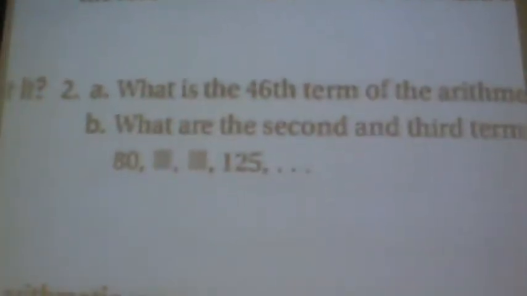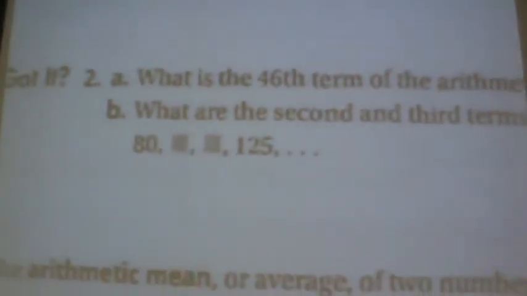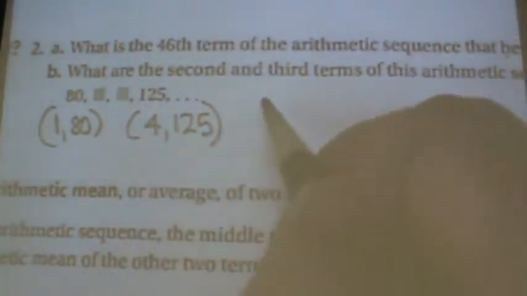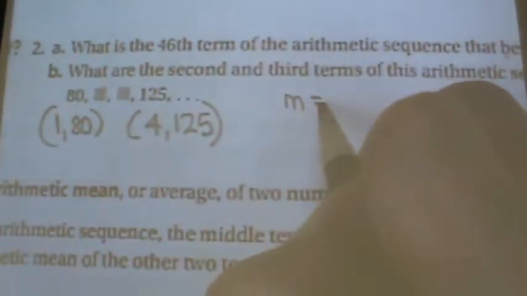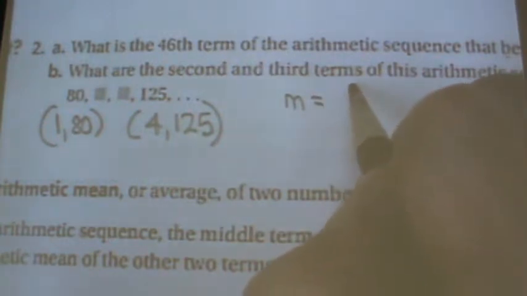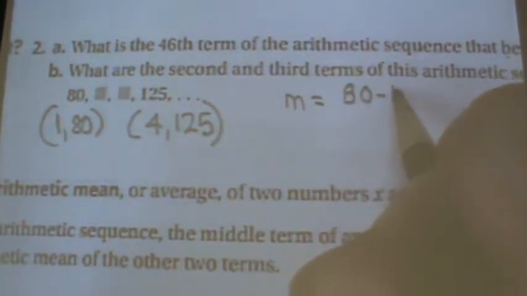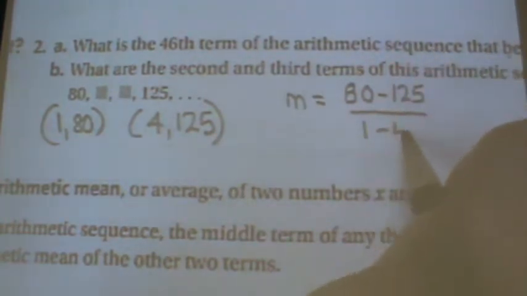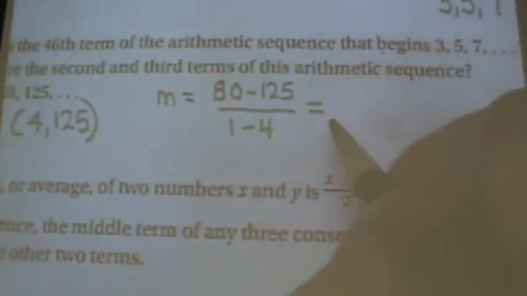Okay, let's see if you can do B. B is like the B above. What are the second and third terms of this sequence? So we know the first term is 80, and we know the fourth term is 125. How did I tell you to find the common difference? 80 minus 125, or you could do 125 minus 80 over 1 minus 4. So what do you get?